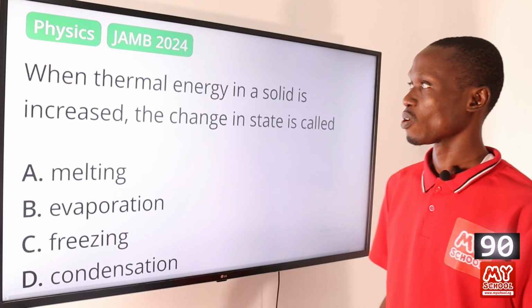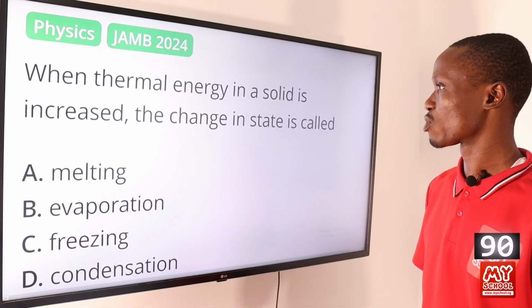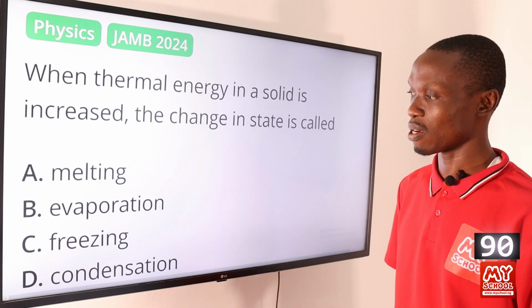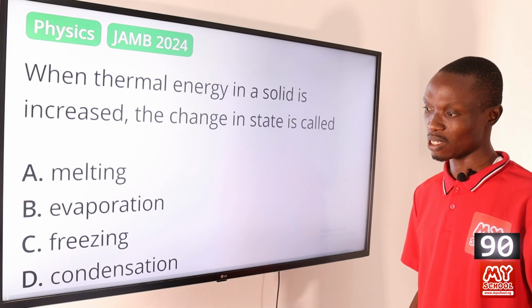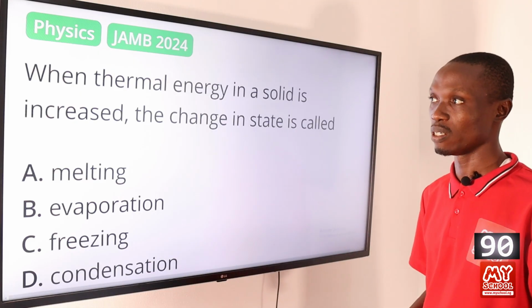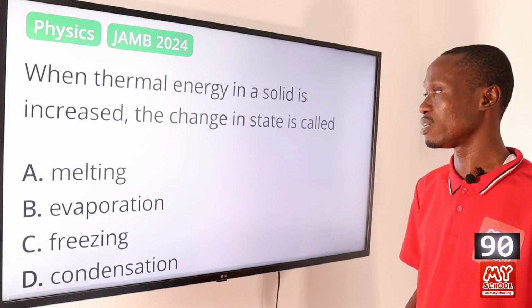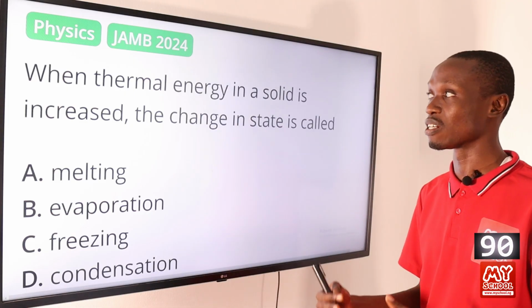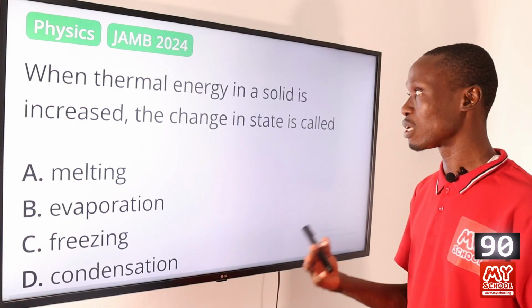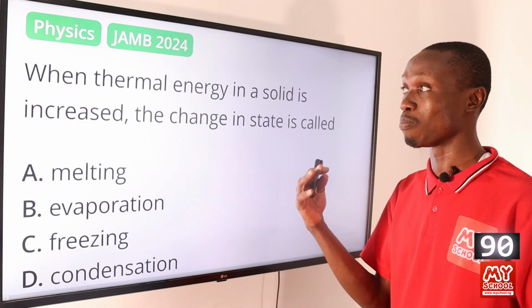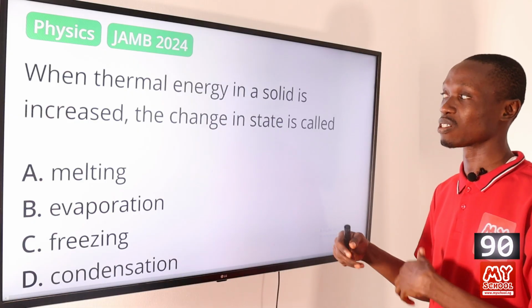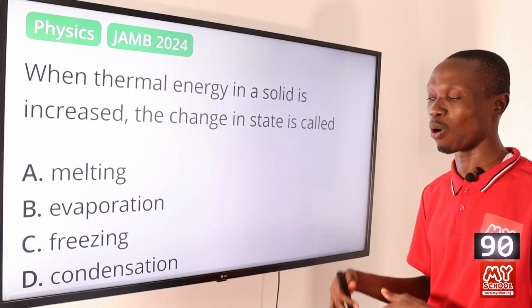Question 90. When thermal energy in a solid is increased, the change in state is called A, melting, B, evaporation, C, freezing, and D, condensation. So the answer to this question is melting. When heat is added to a solid substance, after some time the body will start undergoing melting. So when thermal energy in a solid is increased, the change of state is actually called melting.